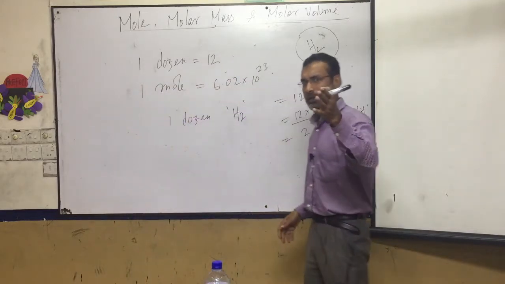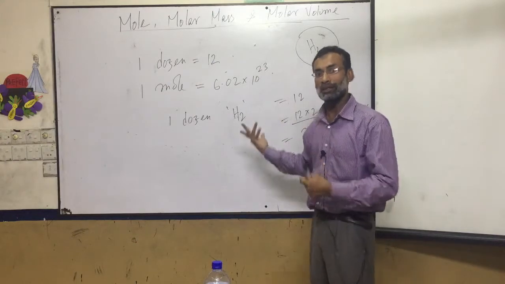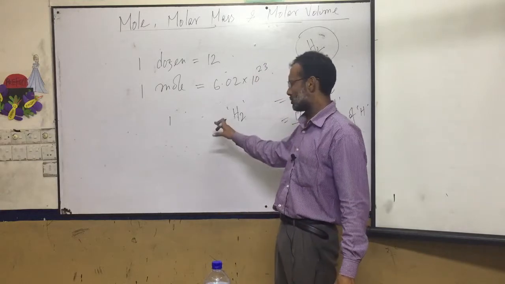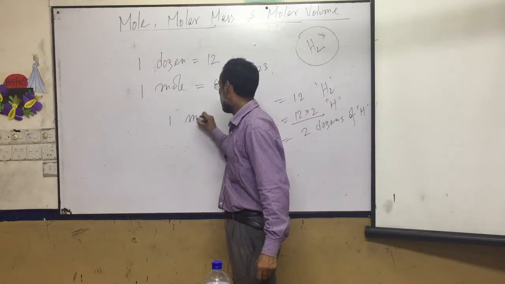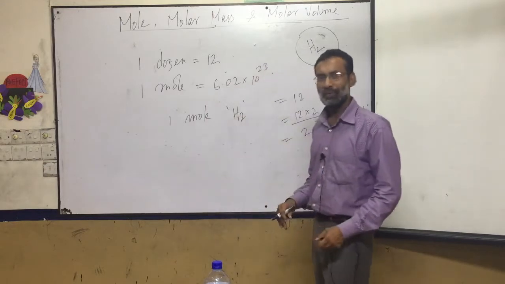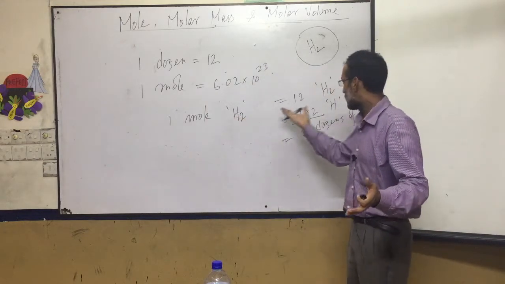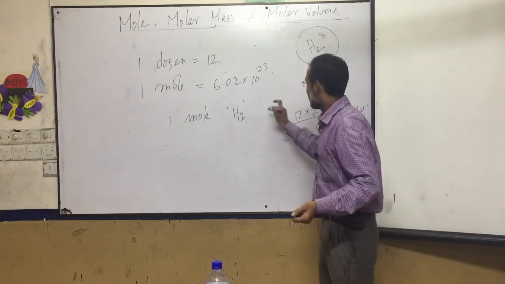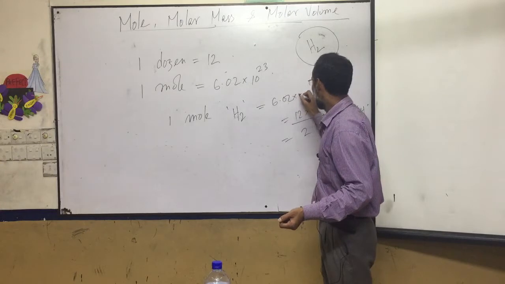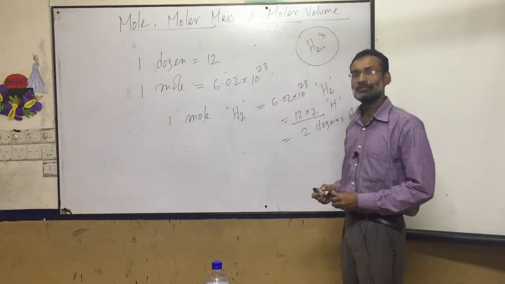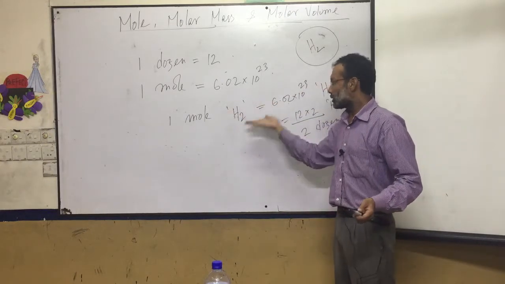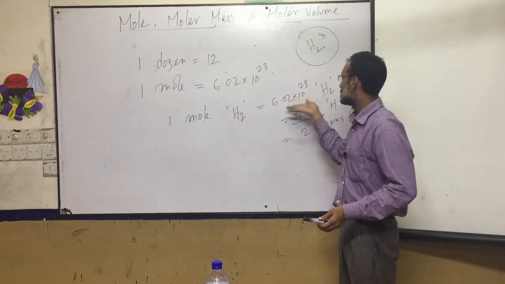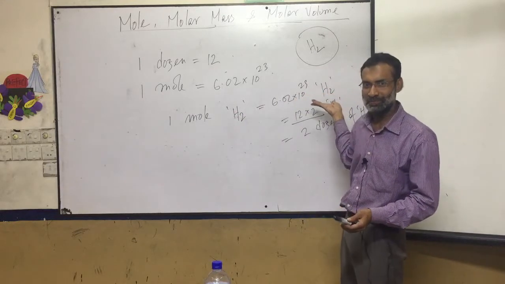Now I'm going to change it a little to convert this into a mole estimation. There's no more dozen. I cut the dozen and now write mole. 1 mole of H2. Here it's given as 12 H2. No, this is not possible. This is 6.02 times 10 to the power 23 H2. Like 1 dozen H2 equals 12 H2, similarly 1 mole H2 equals 6.02 times 10 to the power 23 H2.